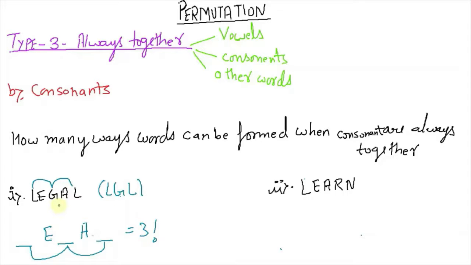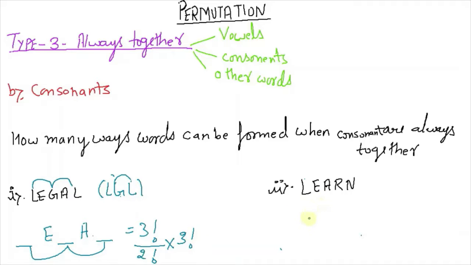As we can see that L is repeated here twice, so we will divide it by 2 factorial. LGL itself can be arranged in 3 factorial ways, so multiply it by 3 factorial.